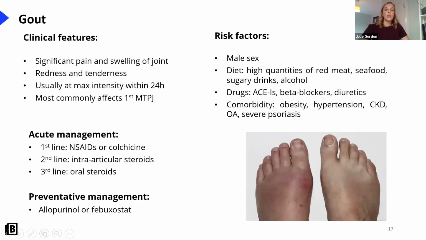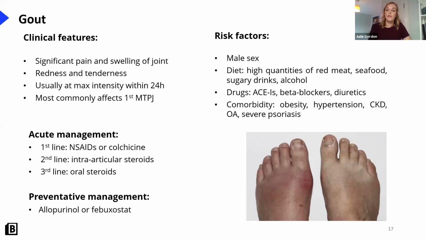So gout is quite a common cause of a swollen, usually single, joint. It causes significant pain and swelling. Usually the joint's very red, very tender, and very painful to move. So if you ask the patient to move it themselves or do so on examination, passively moving it, it's very painful for them. It's something that comes on pretty quickly. So classically, the symptoms get to their maximum intensity within 24 hours. So it peaks pretty quickly.